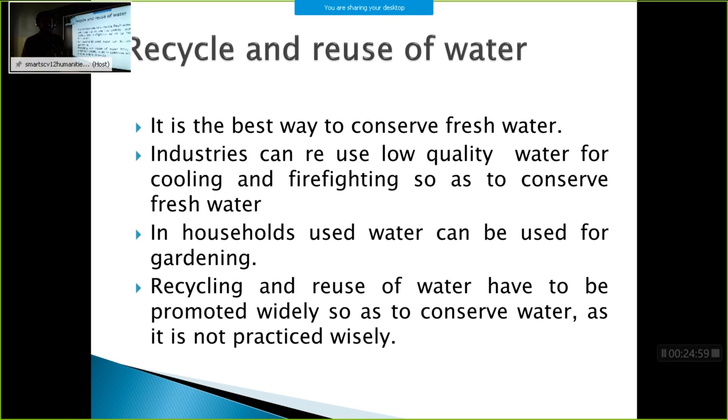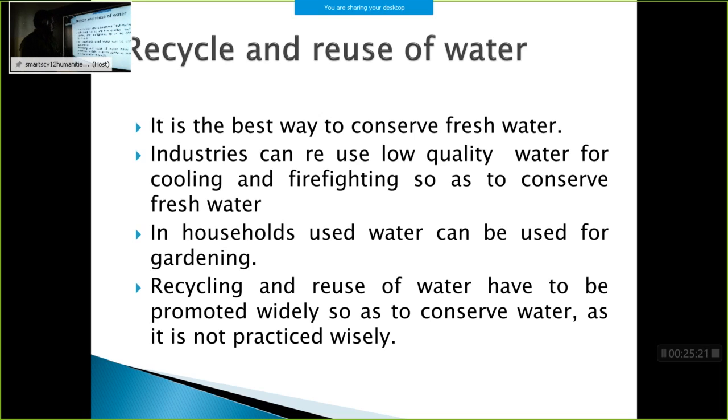But it is not practical to always take the water after cleaning utensils or washing clothes and put it onto the gardens and plants. But that should be practiced. We are wasting that water, simply pouring it into the drain. So better than that, we can use it for gardening purposes.